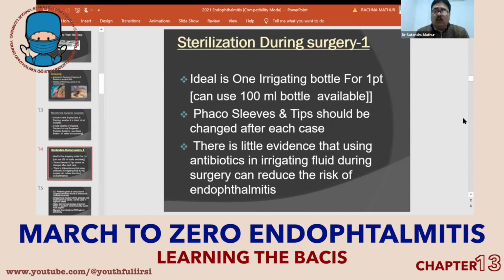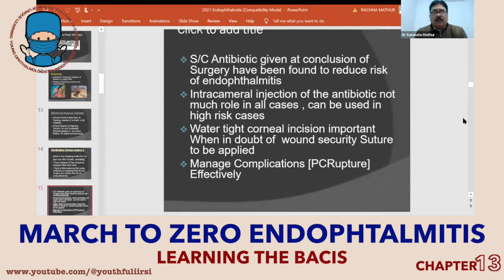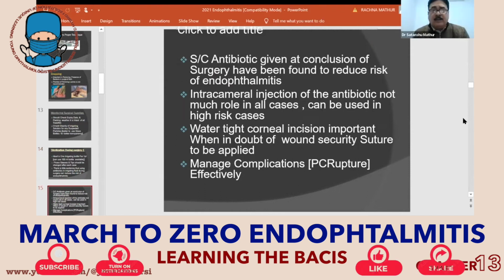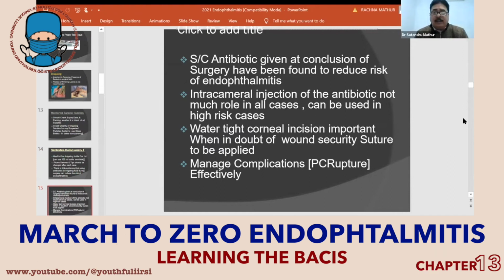Phaco sleeve and tip should be changed after each patient. Antibiotic in the irrigating fluid is not very helpful; it has already been discussed. Subconjunctival antibiotic given at the conclusion of surgery has been found to reduce risk. Intracameral injection we were not using previously, but Dr. Haripriya has come out with a long study of more than 18,000 patients, and she has very clearly indicated that it is very helpful. So we have started using intracameral injection in every patient now.